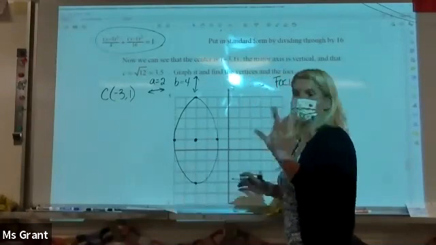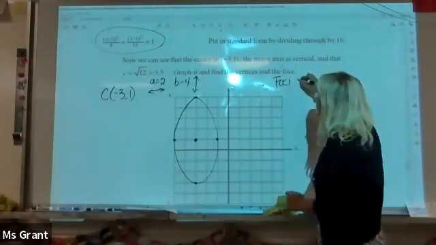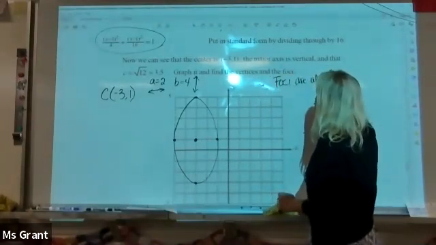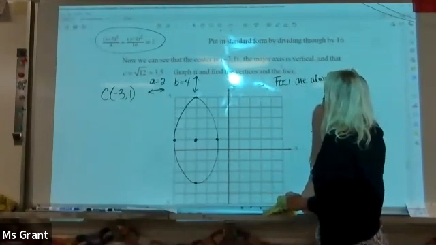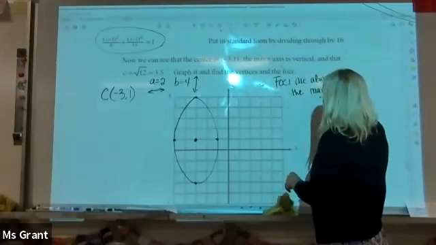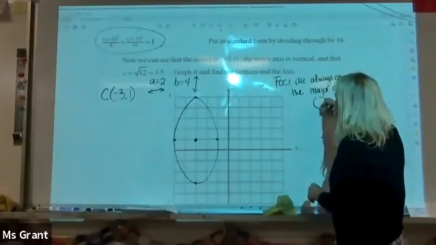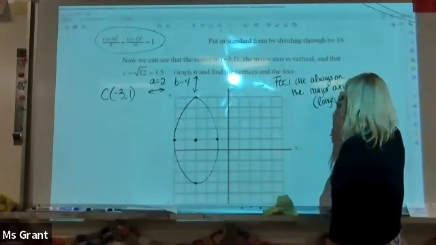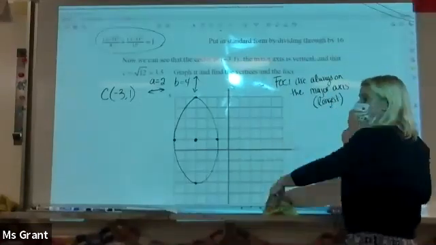Right. Another way: the foci are always on the major axis. Well, what's major? The major is the one that's just the longest, the bigger number. That's up and down.